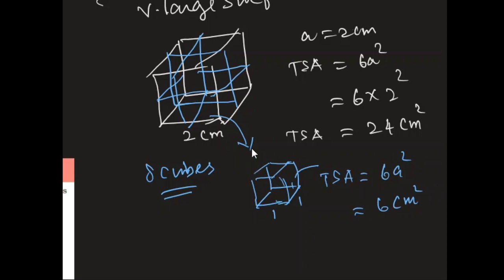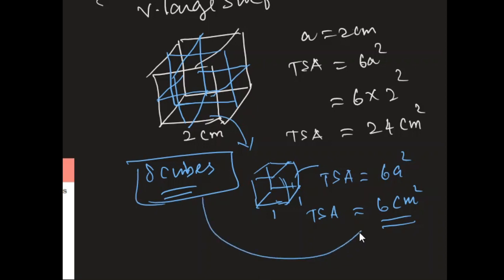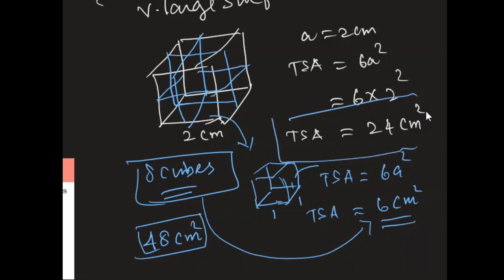You may think that by reducing the size, the surface area has decreased. But it may be an amazing fact when I say that it increases doubly. How? Because we have 8 cubes, so 8 into 6, how much? 48 square centimeter. Now do you agree with me? So by reducing the particle size to half, I am increasing the surface area double. Do you agree with me? So I have mathematically proved this.